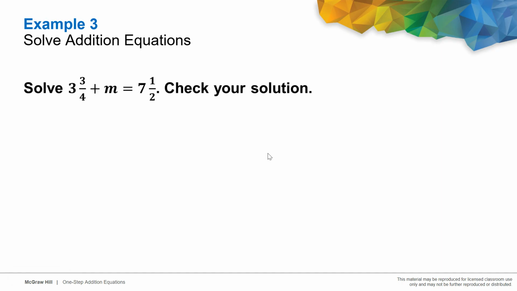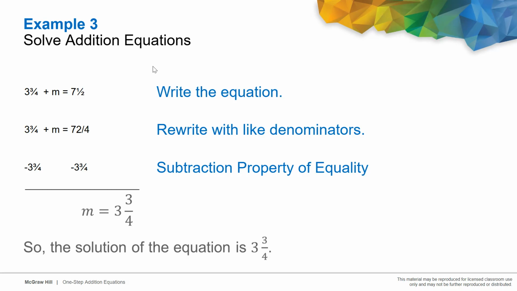All right, and then we've got another example here, this time using some fractions, but it works the same way. So we've got 3 3/4 plus m equals 7.5. They're going to show us how to check the solution as well. Sorry, these are written super badly, especially this one. That's what they gave us in the beginning. If we want to rewrite this so we can actually add with fractions, we should use like denominators. So this should say 3 3/4 plus m equals 7 2/4.